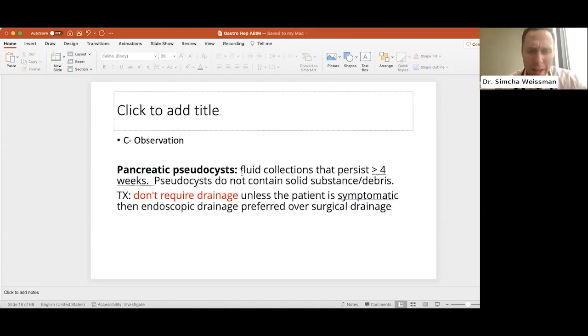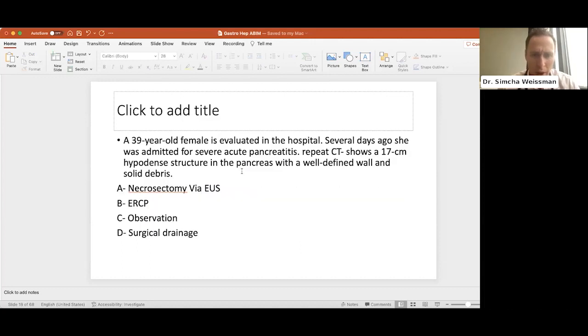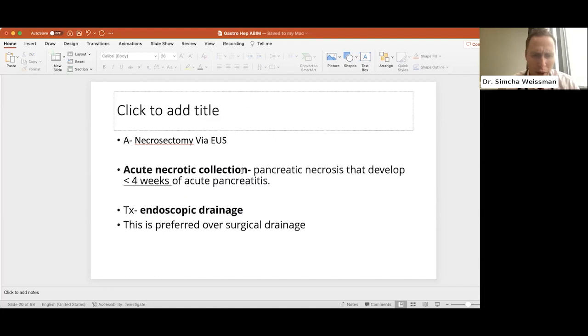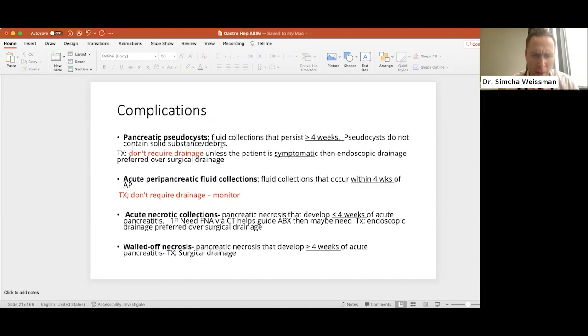Let's spend a minute or two talking about the complications. Within 4 weeks, the things we need to know are the acute necrotic collection, usually within a few days, or the acute peripancreatic fluid collection, based on whether there's debris or not. With an acute necrotic collection, you'll see necrosis and you need to drain it endoscopically. If it's acute fluid, you monitor.